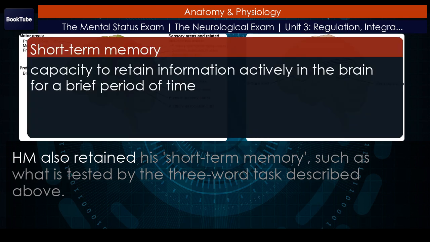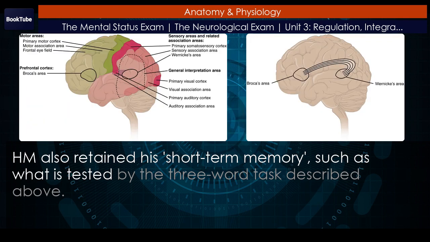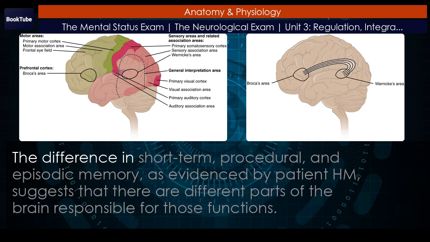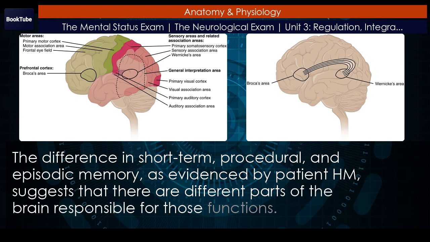H.M. also retained his short-term memory, such as what is tested by the three-word task described above. After a brief period, those memories would dissipate or decay and not be stored in the long term because the medial temporal lobe structures were removed. The difference in short-term, procedural, and episodic memory, as evidenced by patient H.M., suggests that there are different parts of the brain responsible for those functions.